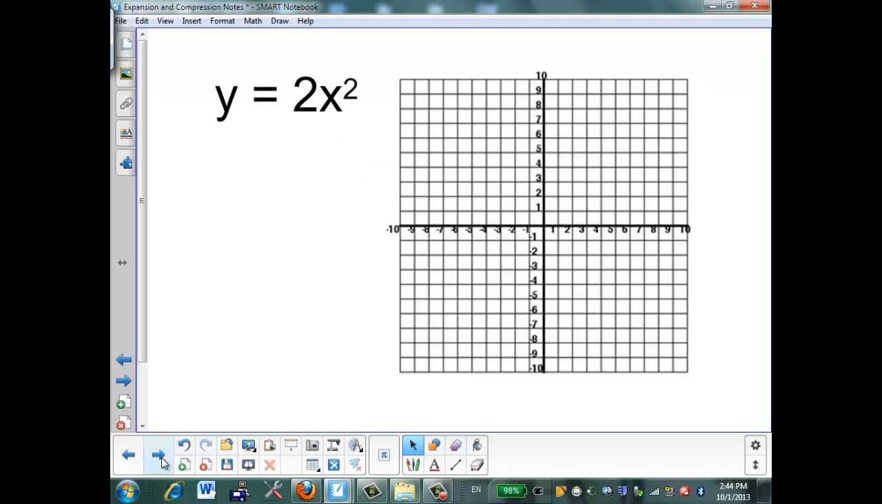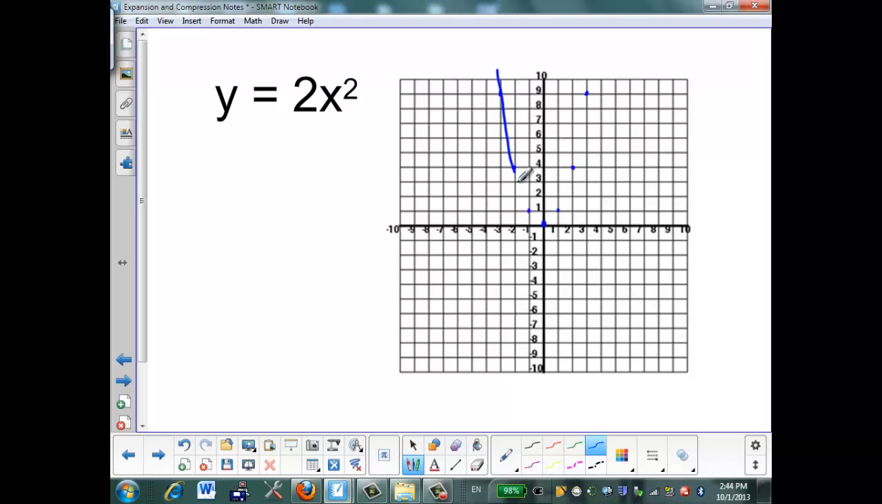So the first function we're going to look at is y equals 2x squared. Now, in blue, I'm going to graph our regular function, y equals x squared. So over 1 up 1, over 2 up 4, over 3 up 9. Same thing in the other direction. And we're going to draw our blue graph in. And I'm going to label this one as y equals x squared so we can see the difference.